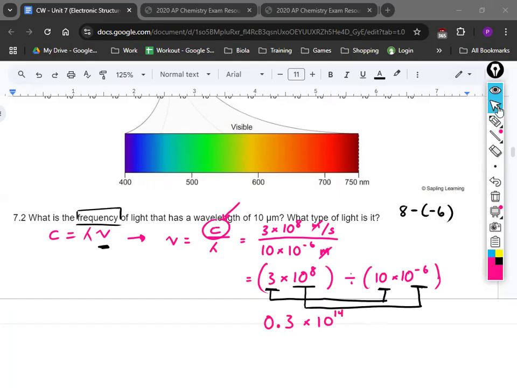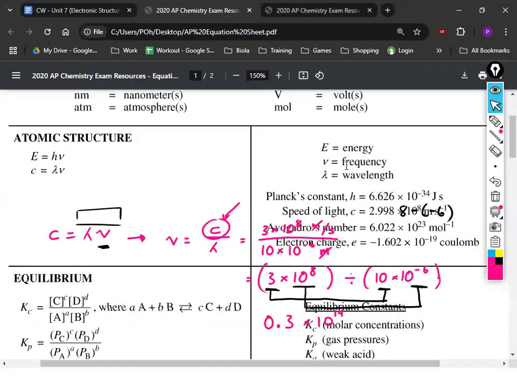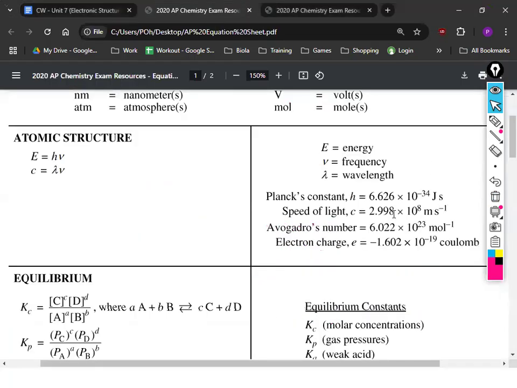3 times 10 to the 8. Yeah, that's the speed of light, C. It's on your AP equation sheet, 2.99 times 10 to the power of 8, but you can round it up to that.